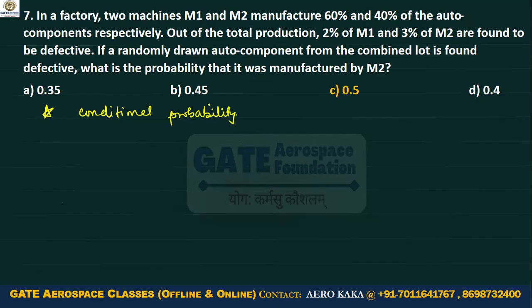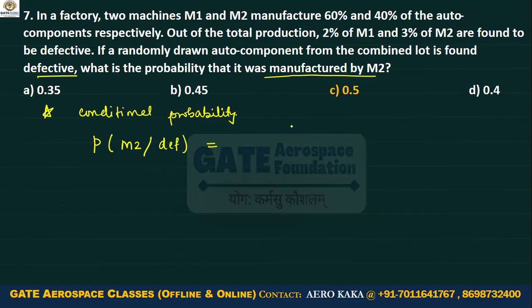I'll just start with what is being asked. If you randomly draw an auto component from a combined lot which is found defective, so it is already defective, we have to find out whether it was manufactured by M2 or not. So I'll simply write down: what is the probability that it is from machine M2, considering that it is defective?